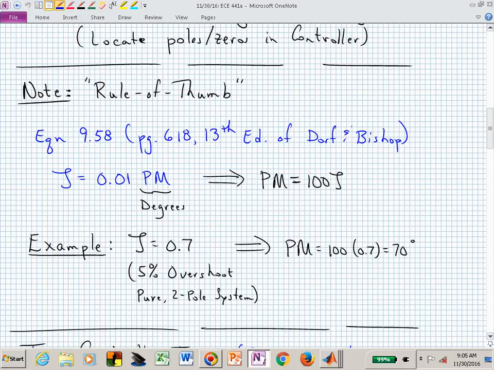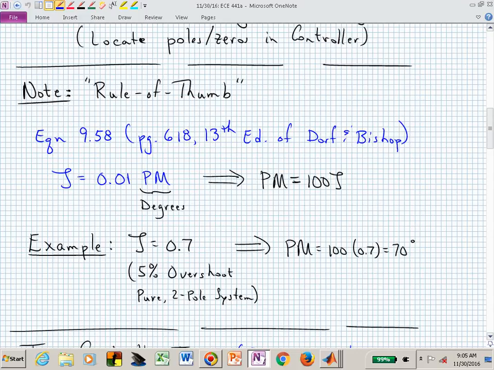45 degrees. In the transient response, what does that mean for a pure two-pole system? A 45-degree angle on your closed-loop poles, or a zeta value of 0.7. Do you remember? Do you have that figure memorized? Where does that zeta value of 0.7 intersect with that curve? If you don't remember, 5% overshoot for a zeta of 0.7. A zeta of 0.6 was about a 10% overshoot.